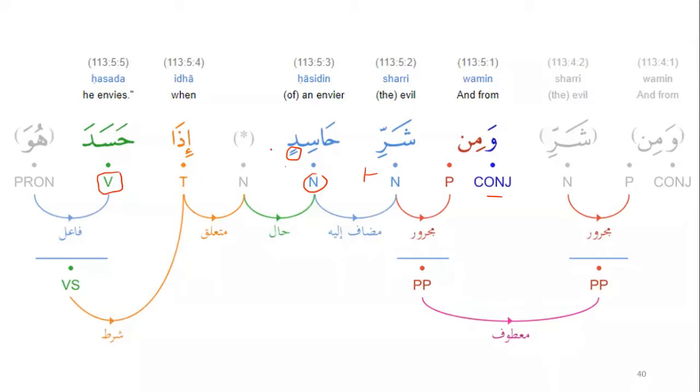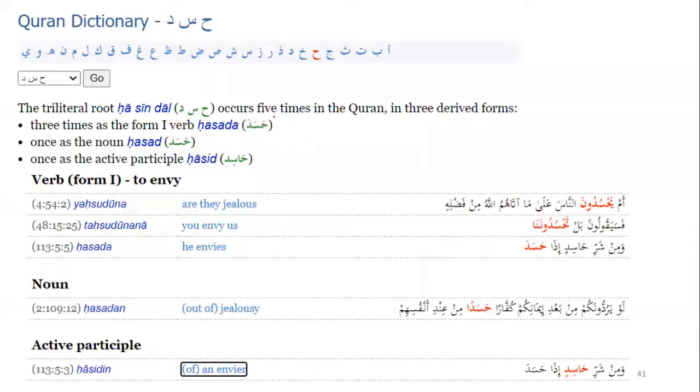If you look at the details of the word hasid, actually both of these have the same root letters, ha, sin, and dal. This occurs 5 times in the Quran in 3 derived forms. The first form is a verb of form 1, the basic form hasada, which means he was jealous. Once as a noun, hasad, and once as the active participle hasid, which means the one who is jealous or who conducts jealousy. So in this case, وَمِن شَرِّ حَاسِدٍ إِذَا حَسَدَ is occurring as an active participle, as the one who conducts jealousy.